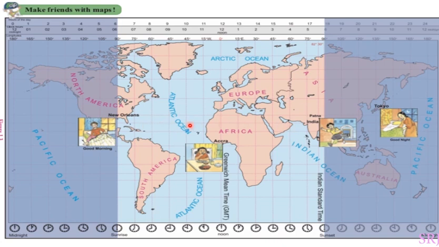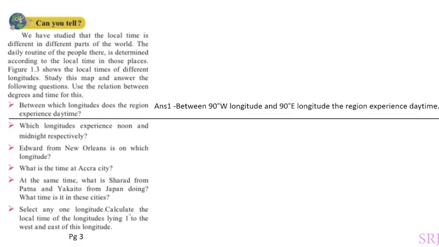Now let us see which longitudes these are. It is from 90 degree west longitude to 90 degree east longitude. So the first answer is: between 90 degree west longitude and 90 degree east longitude, the region experiences daytime.